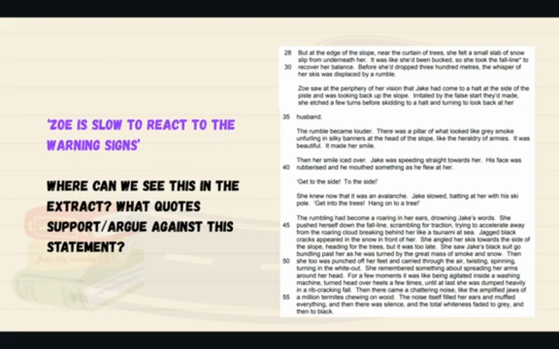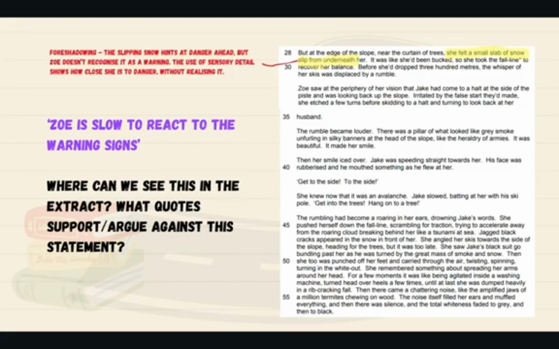Right, let's have a look together. The first quote I've highlighted is the fact that she felt a small slab of snow slip from underneath her. I've said this is foreshadowing, as the slipping snow hints at danger ahead, but Zoe doesn't recognise it as a warning, and the use of sensory detail shows how close she is to danger without realising it.